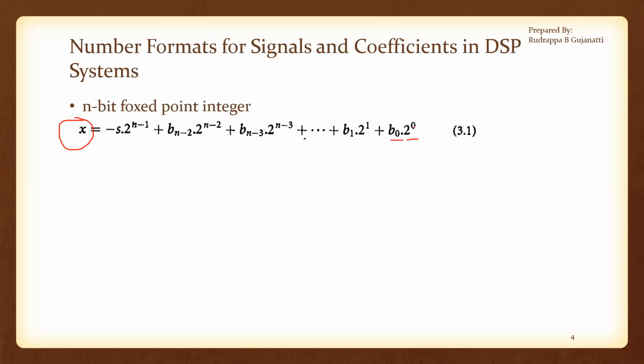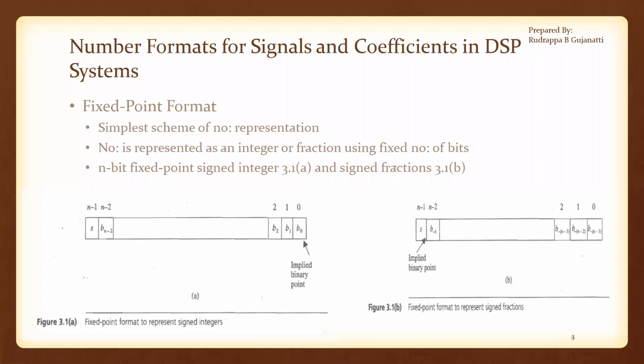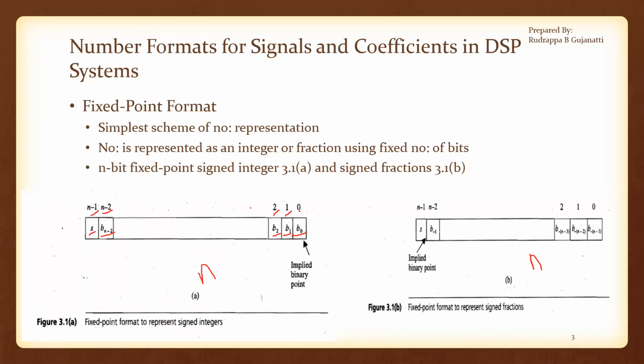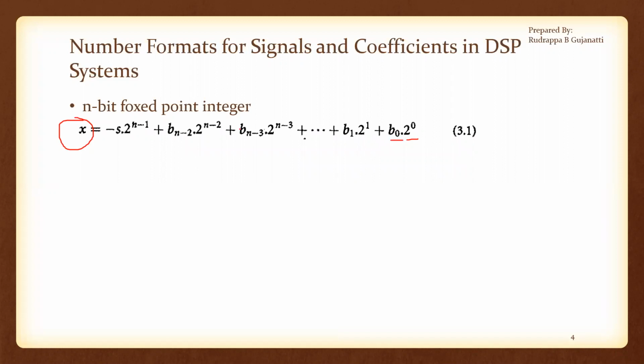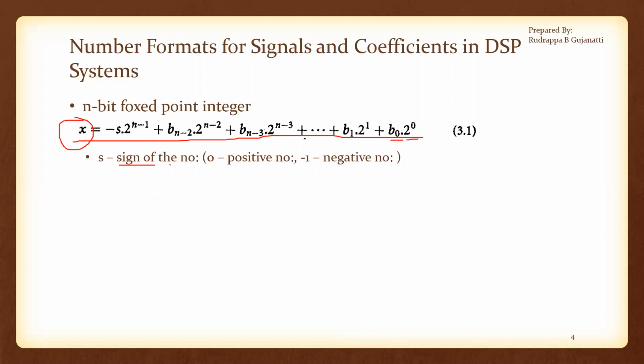So B naught into 2 raised to 0, that is the 0th bit, B1 into 2 raised to 1, B2 into 2 raised to 2, and so on up to Bn minus 2 into 2 raised to n minus 2, and S into 2 raised to n minus 1. Now let us see what changes will be present. So that is using that binary number to represent it in decimal form. This is how it will be represented. Now, what is S? S is the sign of the number we are considering. If it is 0, it is a positive number. If it is 1, it's a negative number.